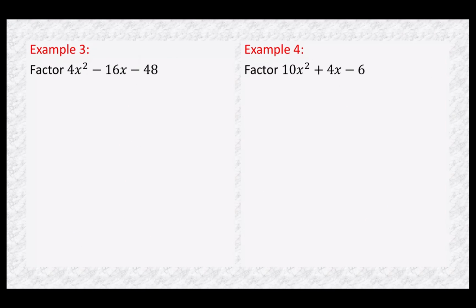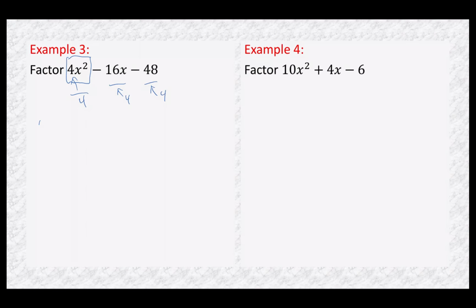Example 3, we have another trinomial, and we have a leading term with a leading coefficient of 4, which is not 1. Then we look through all three terms. We just have to double check for a GCF. And oh my goodness, we have a GCF of 4. 4 does divide each one of these terms.